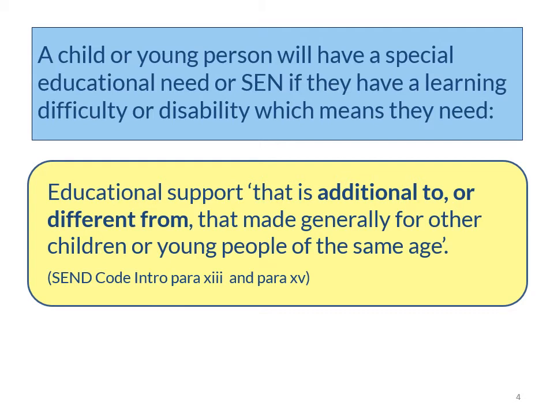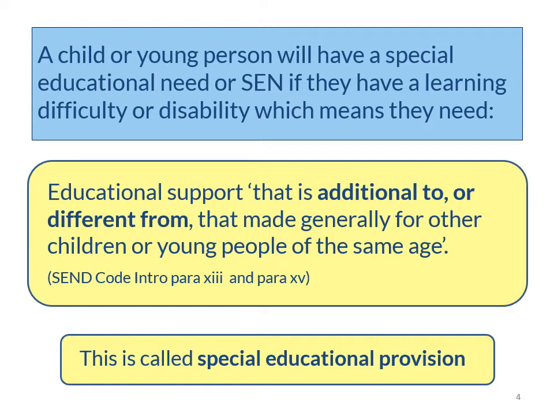A child or young person will have a special educational need, or SEN, if they have a learning difficulty or disability, which means they need educational support that is additional to or different from the support made generally for other children or young people of the same age. This is called special educational provision.